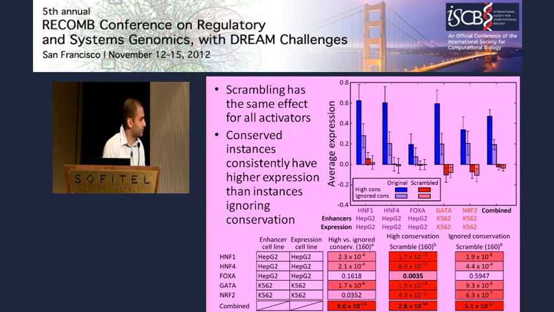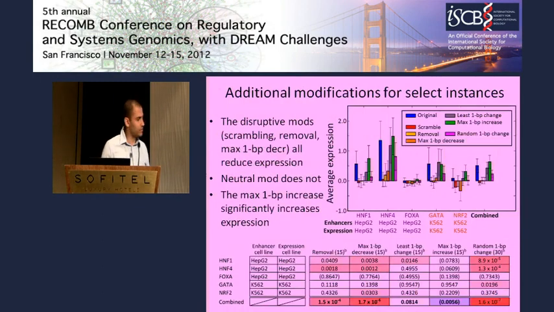And these p-values are all very significant, as you can see there. We also tested these other manipulations, but we only did a handful per factor. So if we look at the combined here, we see that the trend is what we expect. Again, with the disruptive mutations abolishing activity, the neutral change leading to basically no change in expression. The p-value is not significant here, actually. And then the increase, or the improvement of the motif match, actually leads to a significant increase in expression.